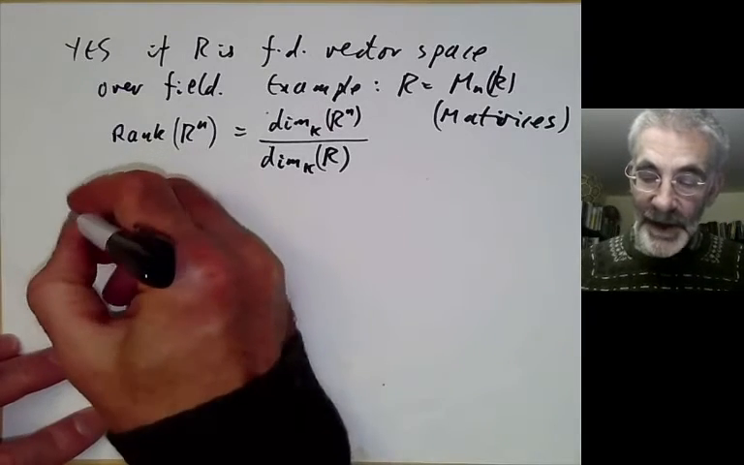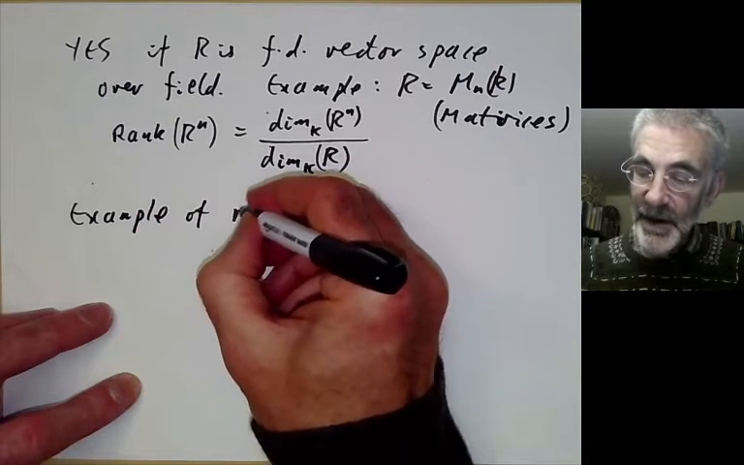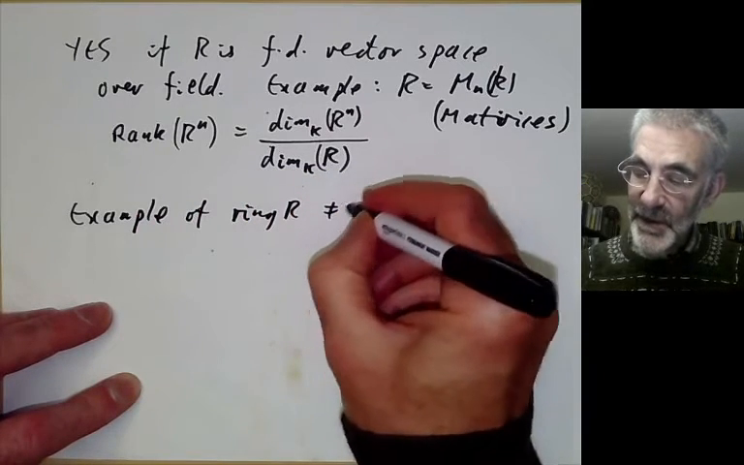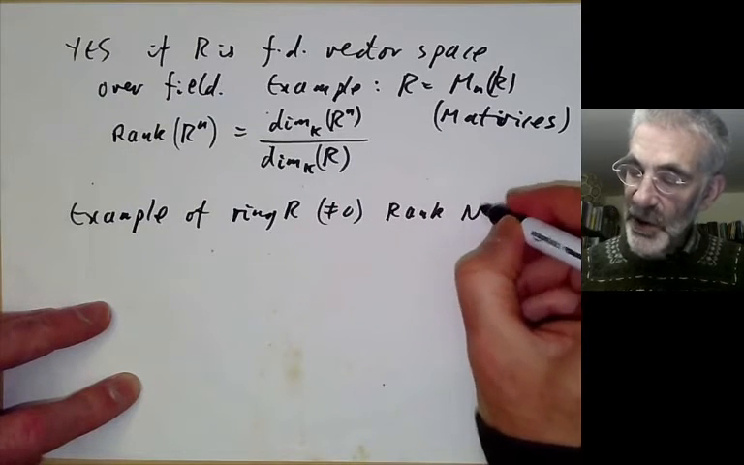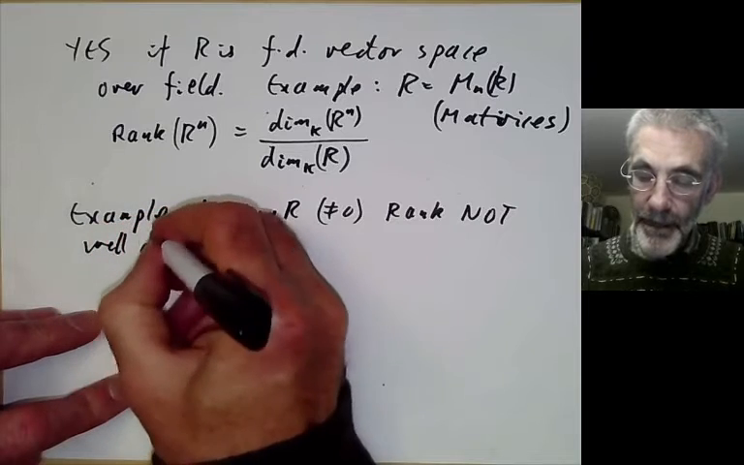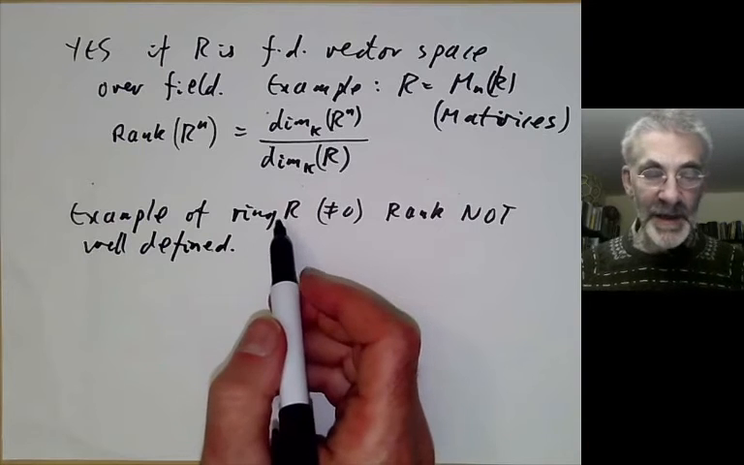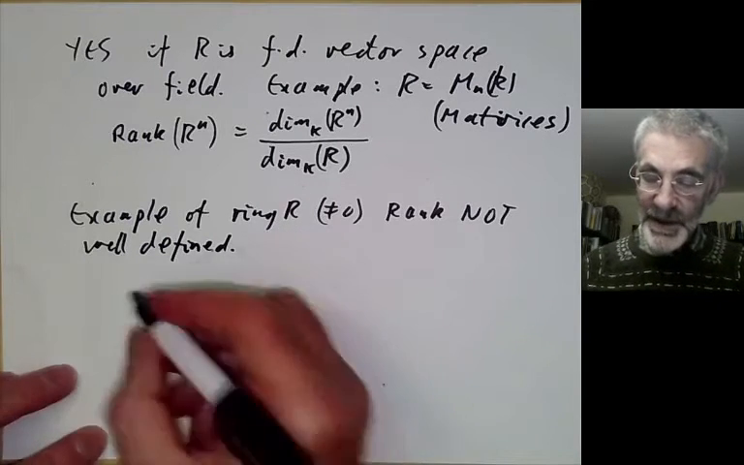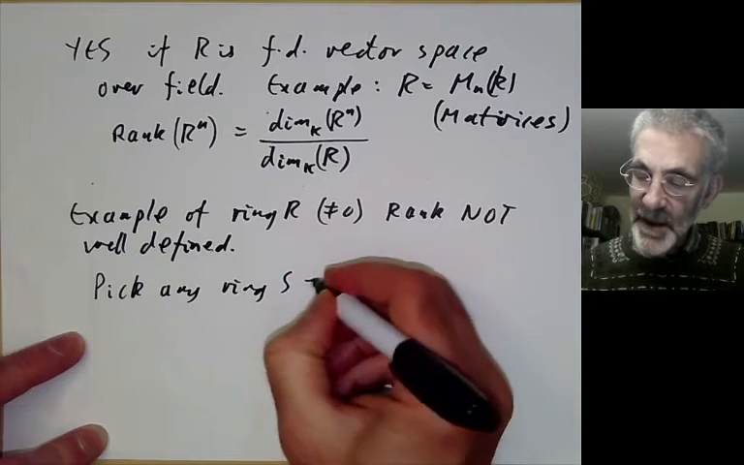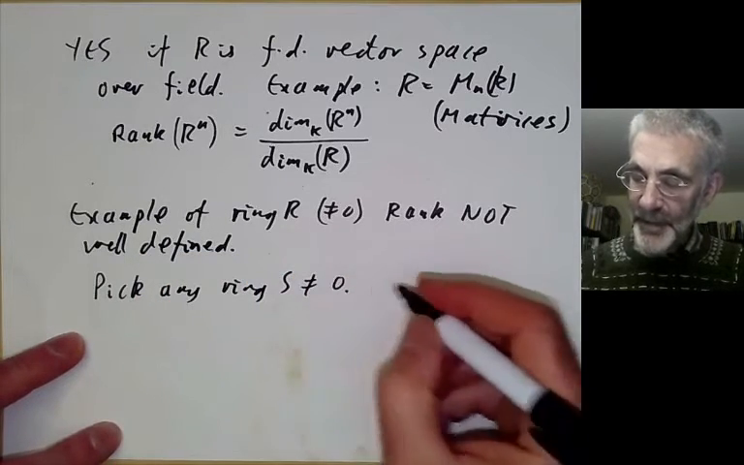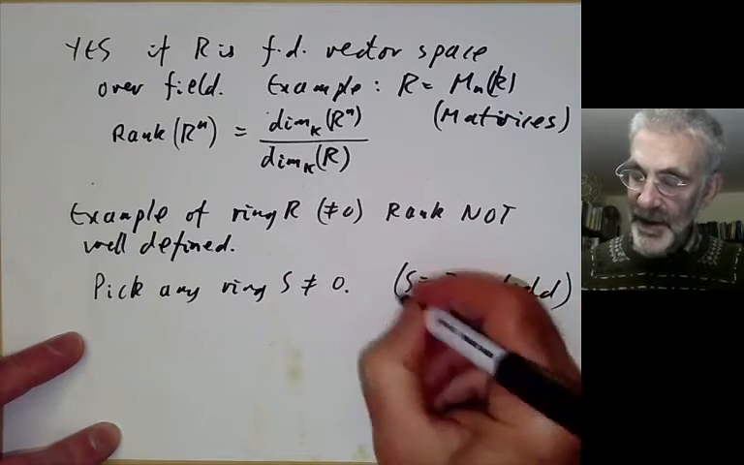Now let's have a non-trivial example. So this is an example of a ring R not equal to the zero ring, where the rank of a free module is not well defined. And in fact, examples of this turn out to be quite common if you know where to look. So we're going to do it as follows. Pick any ring S which is not the zero ring. For instance, S could be Z or a field, say, if you want to be specific.